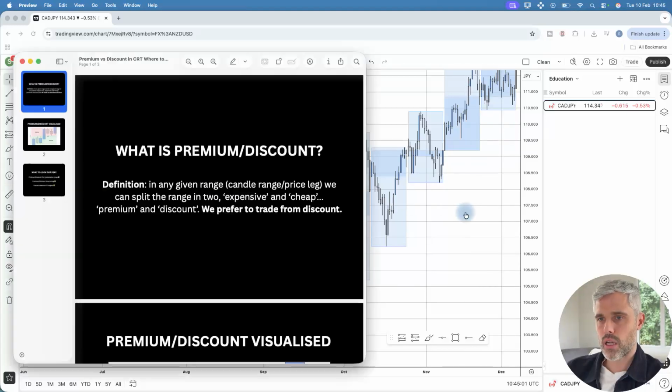So let's just start with a quick definition. What is premium and discount? In any given range of price, whether that's a candle range or a price leg, we can split the range in two. We have the expensive part of the range and the cheap part of the range, otherwise known as premium and discount. Ideally, we prefer to trade from discount because one, we're getting a better price, and two, we're probably going to get a higher risk to reward.